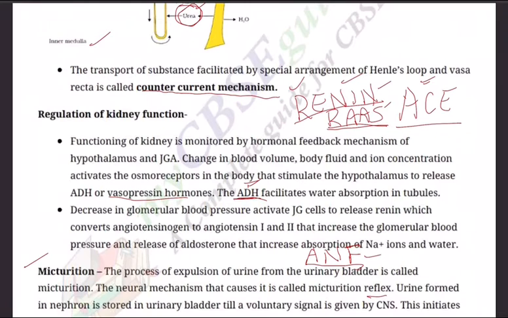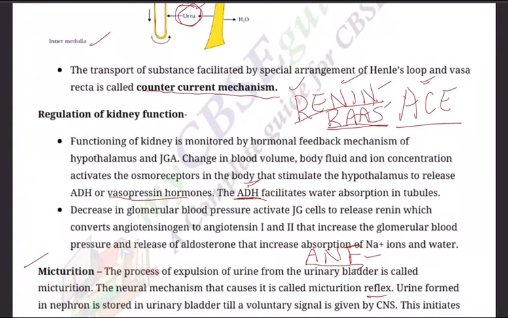There, what happened under RAS? It is constriction. Here, dilation. There it is increased blood pressure. Here it is decreased blood pressure. So when vasodilation takes place, there will be a decrease in blood pressure.